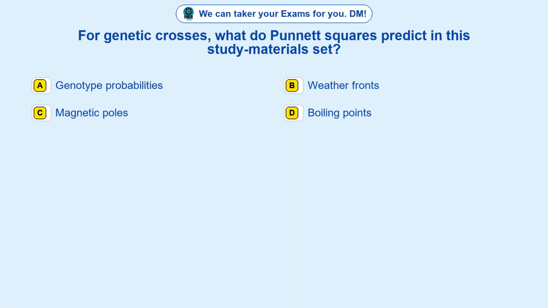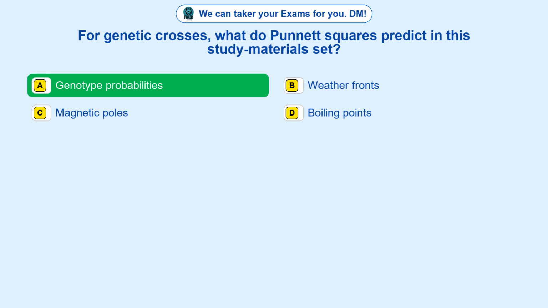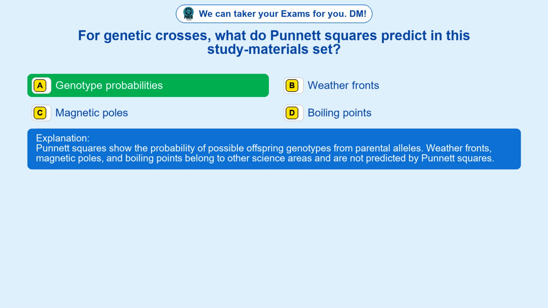Question 27. For genetic crosses, what do Punnett squares predict in this study material set? Option A, genotype probabilities. Option B, weather fronts. Option C, magnetic poles. Option D, boiling points. The correct answer is option A. Genotype probabilities. Punnett squares show the probability of possible offspring genotypes from parental alleles. Weather fronts, magnetic poles, and boiling points belong to other science areas and are not predicted by Punnett squares.